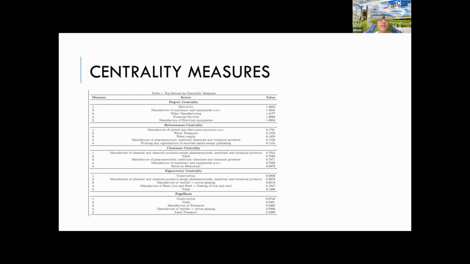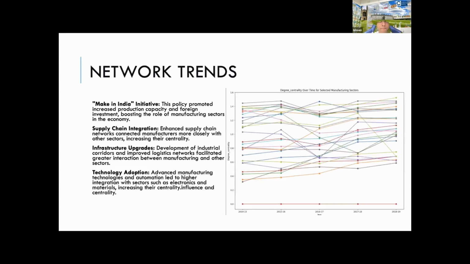PageRank centrality. Construction and trade have high PageRank scores because they're influential sectors that are not only well connected, but also hold substantial sway in the network due to their relationships with other important sectors. These are the network trends.